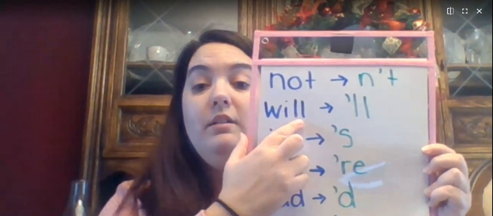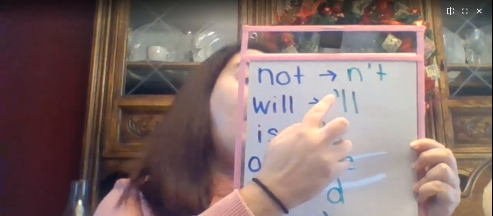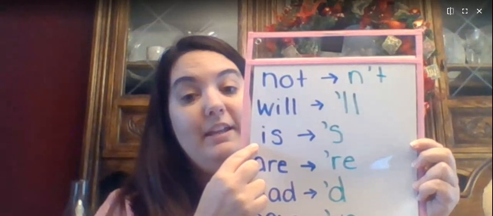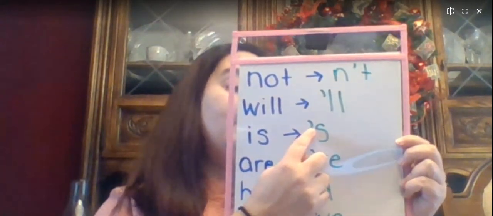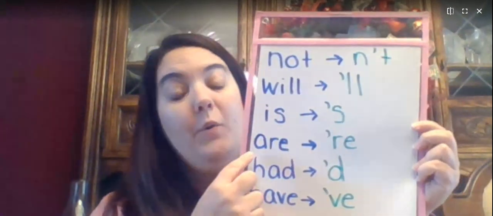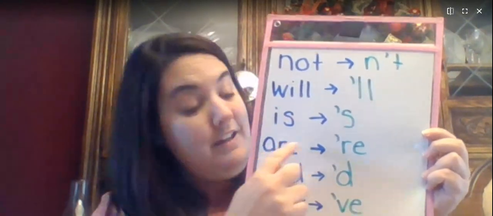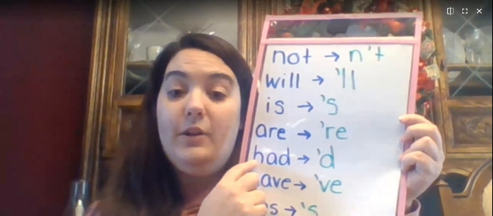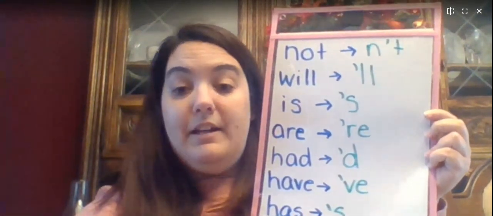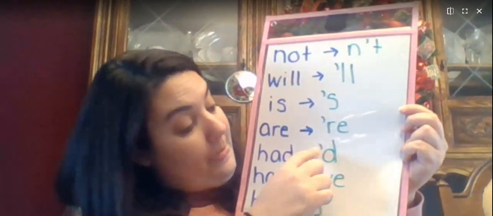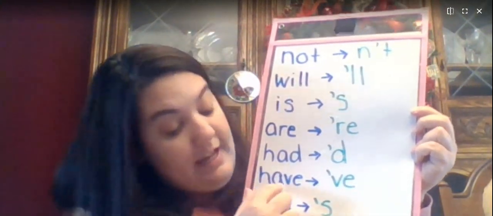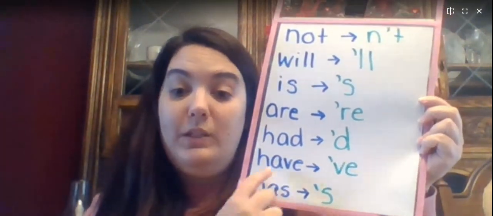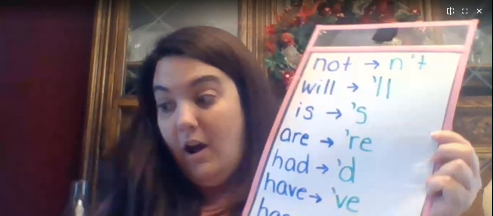When we're using will, we take out the WI and we replace it with an apostrophe. When we have is, we take out the I and we replace it with an apostrophe. When we have are, we take out the A and that becomes an apostrophe. When we have had, we take out the HA and that HA becomes an apostrophe. When we have have, we take out the HA again and we make it an apostrophe. And when we have has, we take out the HA and make it an apostrophe.